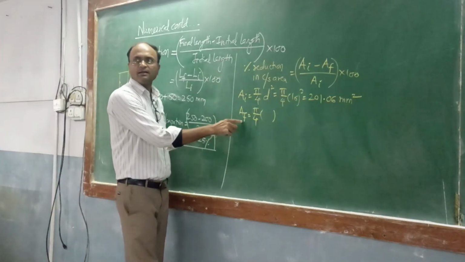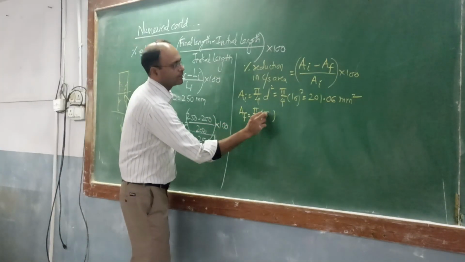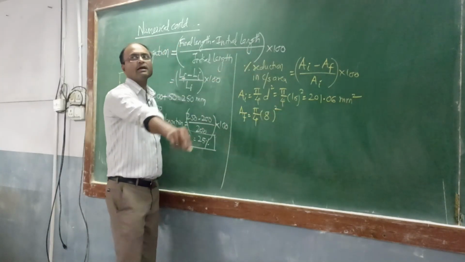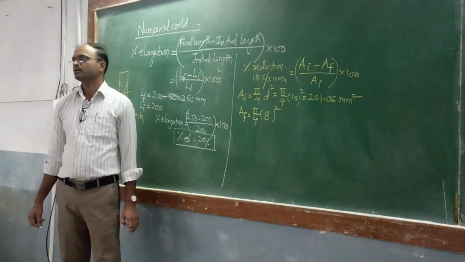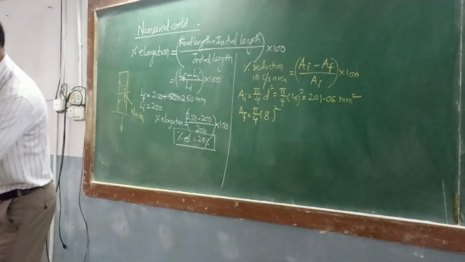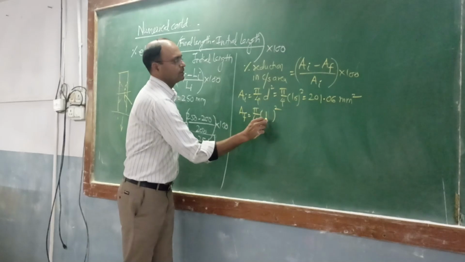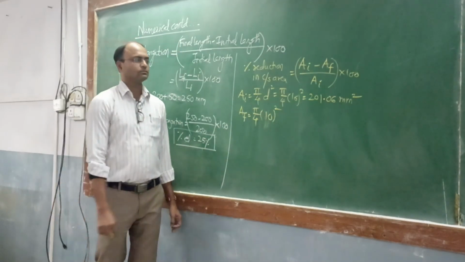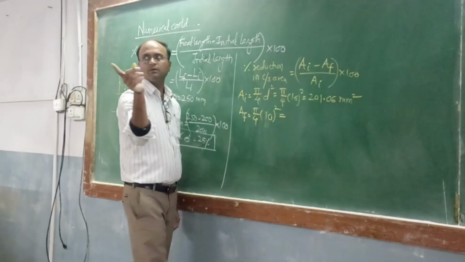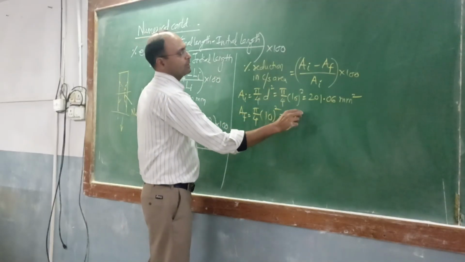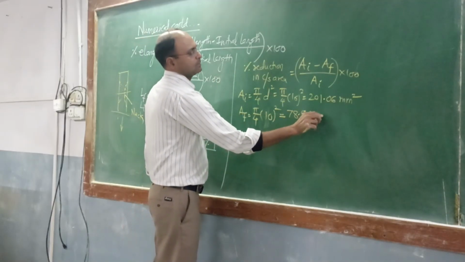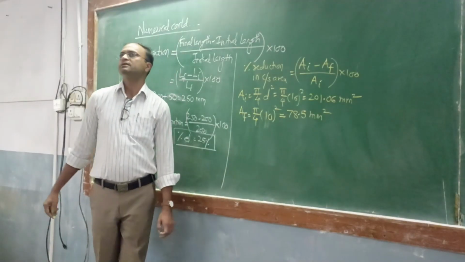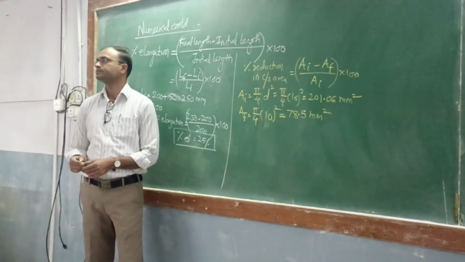That's why the final cross-sectional area is pi by 4 into the minimum diameter, or diameter at neck, 10 square. Pi by 4 into 10 square is equal to 78.5. The unit is mm square.